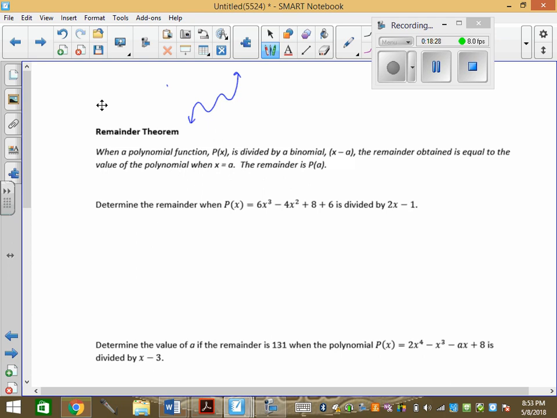A degree 4 can actually have none. The entire graph can be above. So it could have none. It could have 1, 2, 3, 4. And they max out always at their degree.